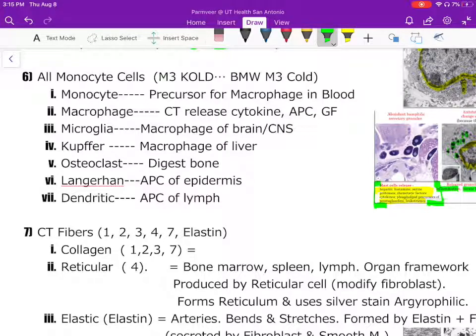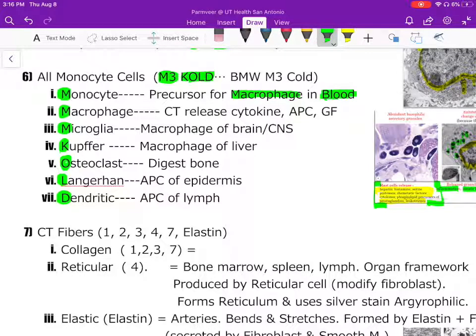Then we have another mnemonic here, M3 cold. I don't know if you guys know BMW M3, it's a car, so M3 is cold or M3 cold. So here's your 3Ms, monocyte, macrophage, microglia, cold, Kupffer, osteoclast, Langerhans, dendritic. So monocytes, they're precursor, they make the macrophage in blood. You find them in the blood.